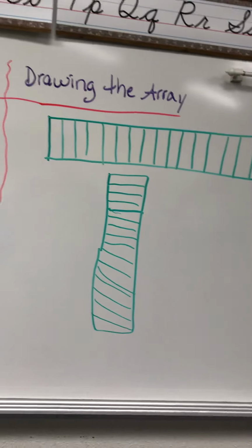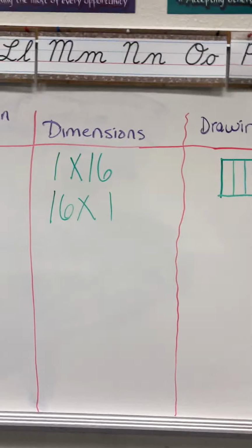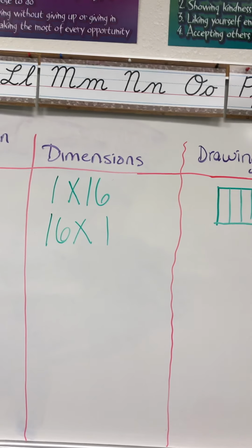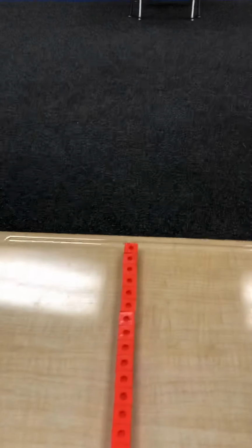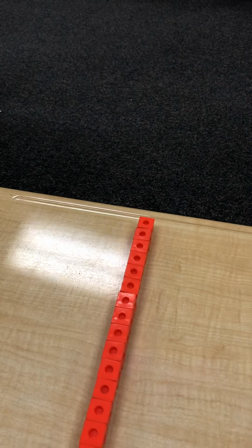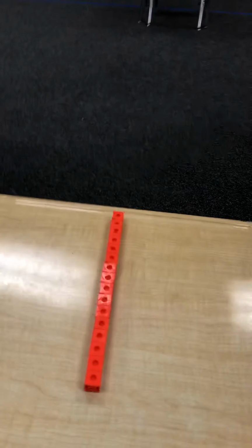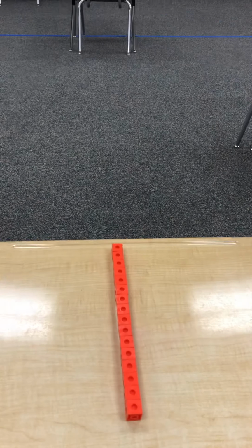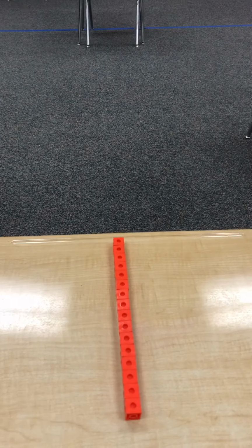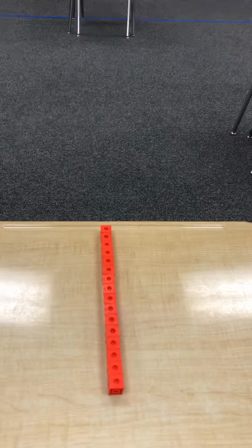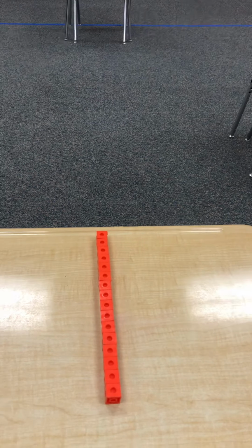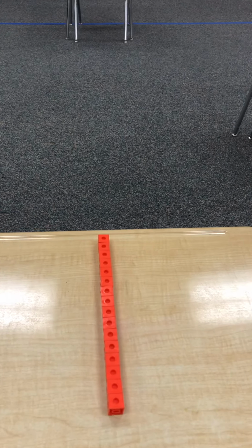All right, now let's think about it. I have 16 Skittles. Are these the only dimensions? Can I do more? Can I break this up? Can I divide it? Can I make different groups? I want to point out to you that the number 16 is an even number. That means it is divisible by 2, and it is also divisible by 4. In other words, when I'm multiplying by 2 or counting by 2, 16 is a product of those numbers.